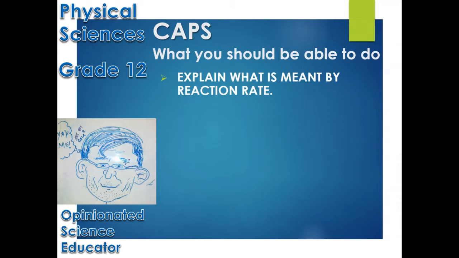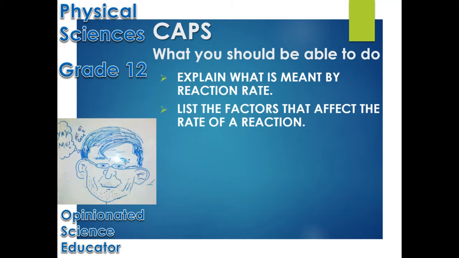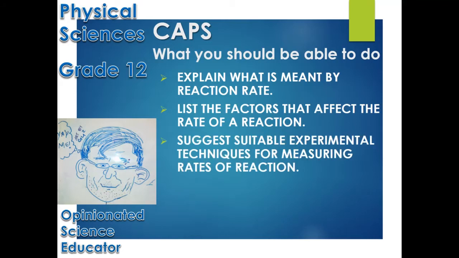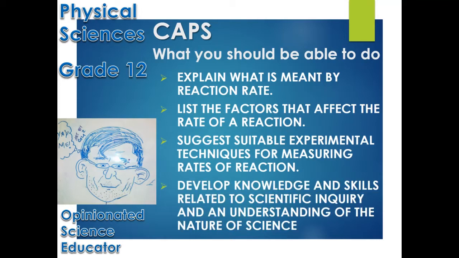Firstly, you need to explain what is meant by reaction rate. You also need to list the factors that affect the rate of the reaction. Those will be your factors to control in the experiment. You also need to be able to suggest a suitable experimental technique for measuring rates of reactions. And more importantly, you must develop knowledge and skills related to scientific inquiry and an understanding of the nature of science. Hence, our focus on planning the investigation.